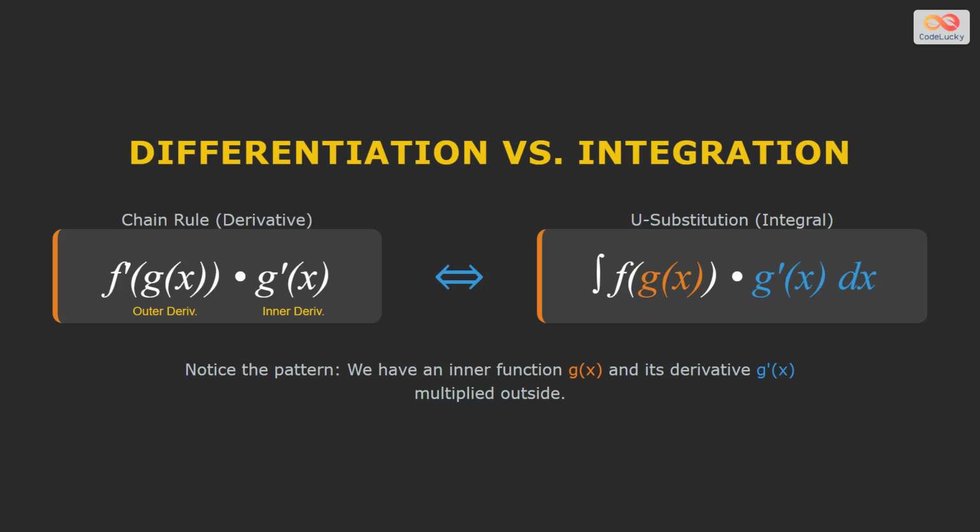To understand U-substitution, we must recall the chain rule from differentiation. When we take the derivative of a composite function, we multiply by the derivative of the inner function. Integration by substitution is just this process in reverse. We look for that pattern, an inner function and its derivative multiplied outside.